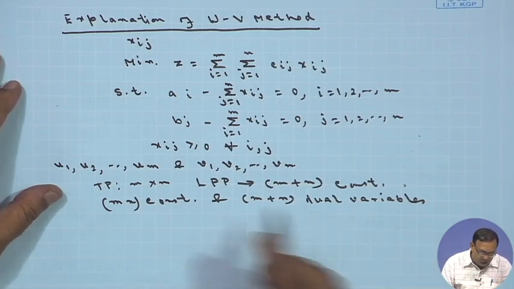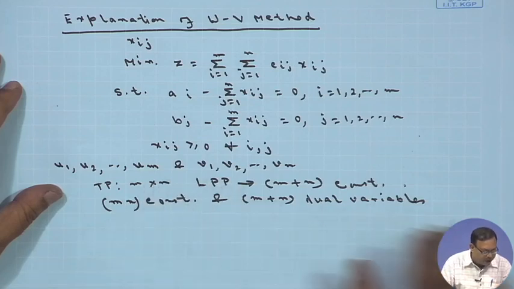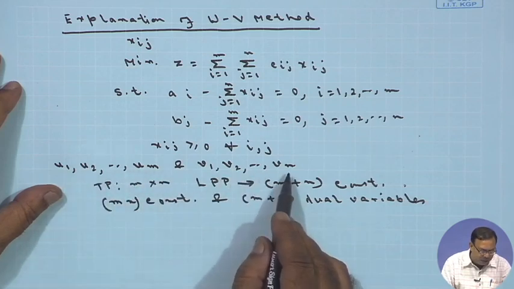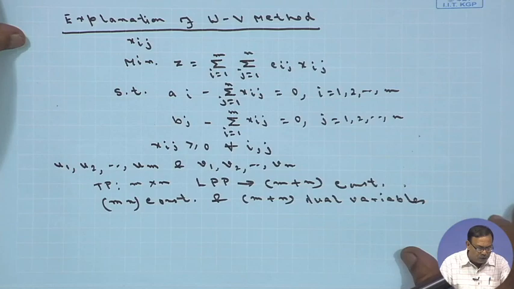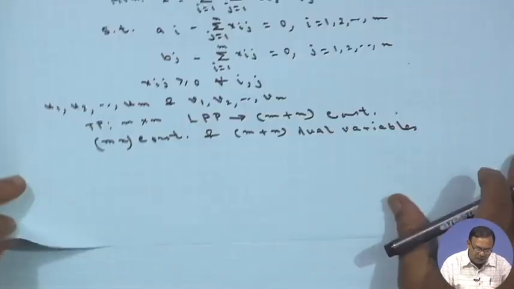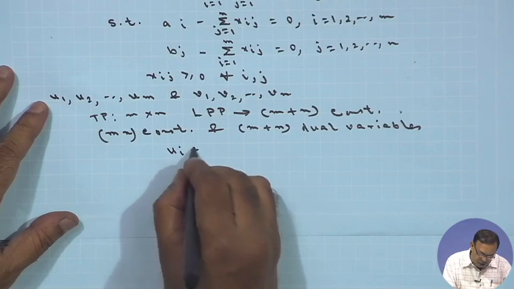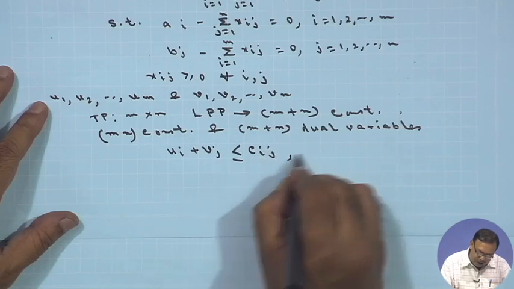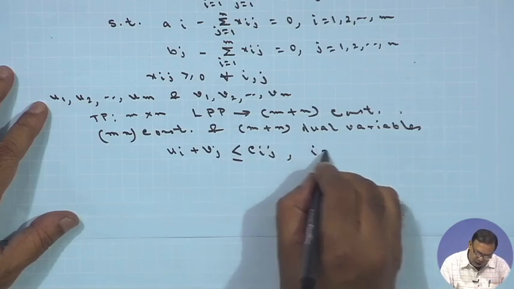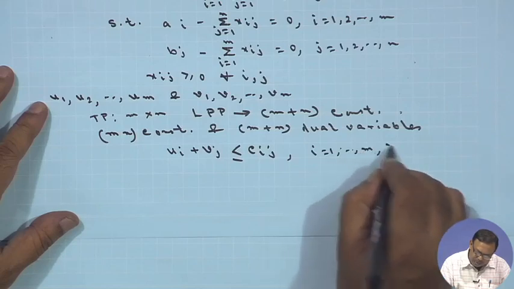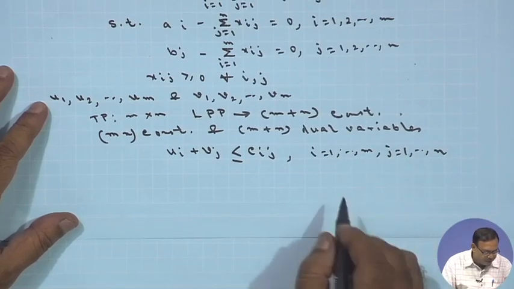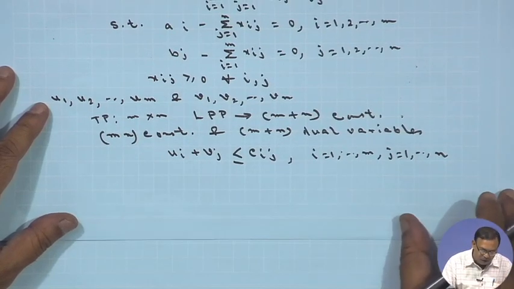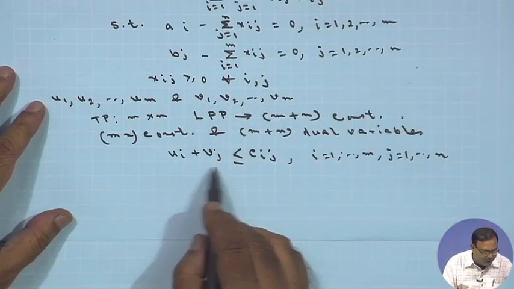The dual variables are denoted by u1 to um and v1 to vn. The new constraint in this case will be u_i plus v_j less than or equal to c_ij, where i is from 1 to m, j is from 1 to n, and u_i and v_j are unrestricted in sign. We do not know the sign of these; from the duality theory itself we can tell.